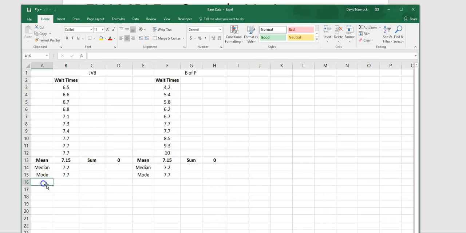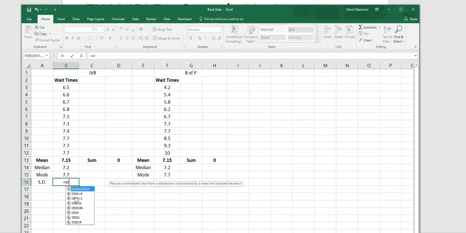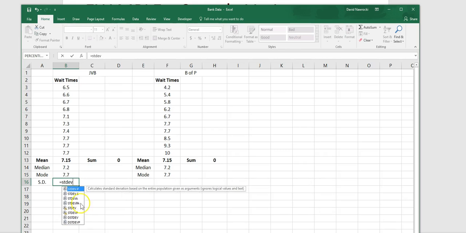So the standard deviation function goes like this. Equals, and then type in STDEV, and you see you get some options here. There's STDEV.P. Now that's going to calculate the population standard deviation, where you divide by n. We want the sample standard deviation. Right there it is, STDEV.S. So that's the one we want.